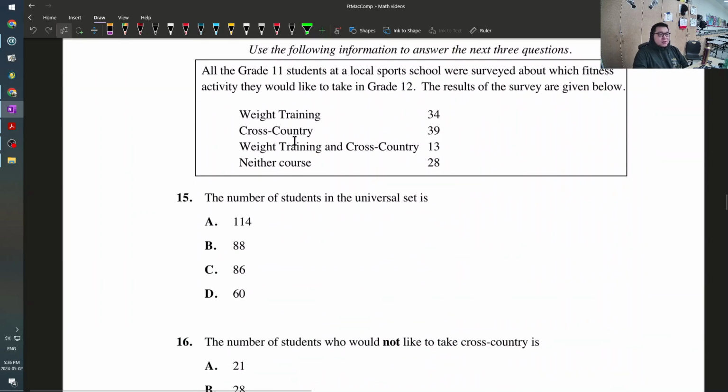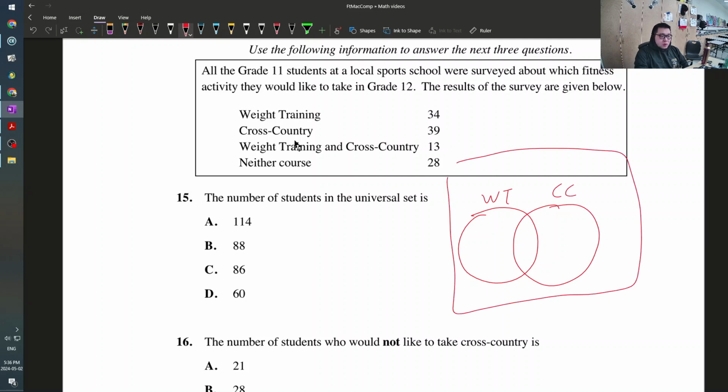All the grade 11 students at a local sports school were surveyed about which fitness activity they would like to take in grade 12. Okay, again, Venn diagram, weight training, cross country. Weight training and cross country, that means the middle is 13. 34 minus 13 means only weight training, which is equal to 21. 39 minus 13, that means only cross country, which is equal to 26. Neither course, 28 on the outside. Add everything up. Okay, 21 plus 13 plus 26 plus 28. 88 students in total, 15 is B.